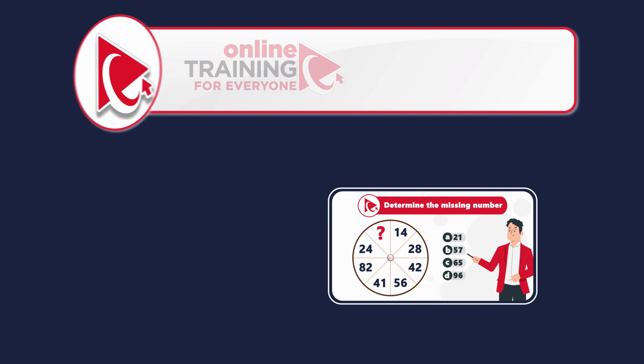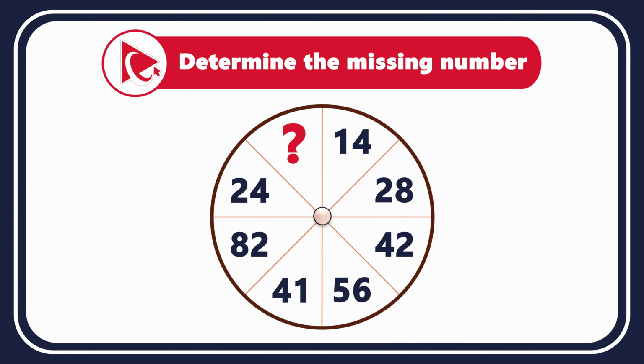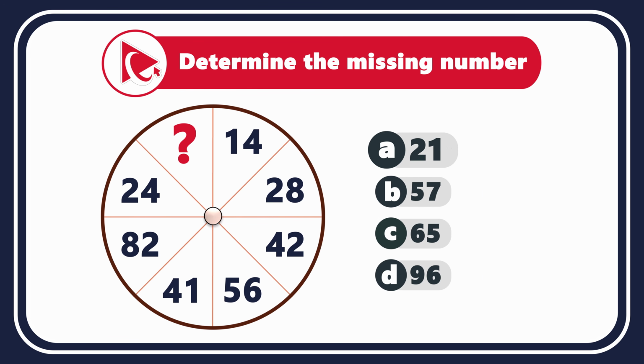Prepare to tackle this tricky question designed not just to test your mental math abilities, but also to improve your critical thinking skills. You're presented with the circle, which is broken down into 8 equal parts. Each part has a number, and the numbers are 14, 28, 42, 56, 41, 82, 24, and then comes the missing number. You need to determine the missing number and select it out of 4 possible choices. Choice A, 21. Choice B, 57. Choice C, 65. And last but not least, choice D, 96.